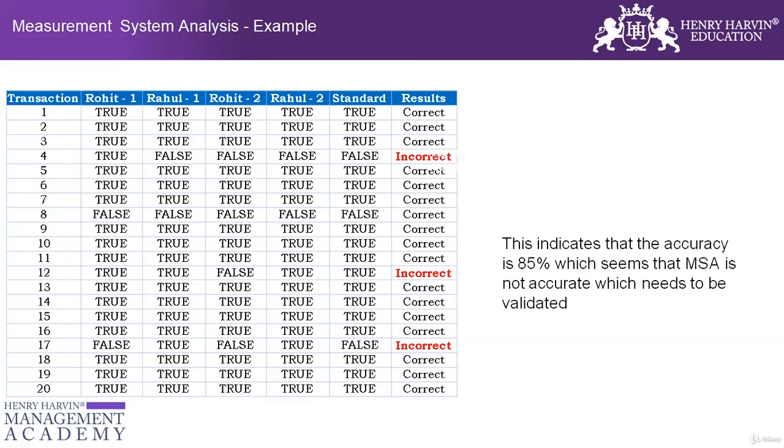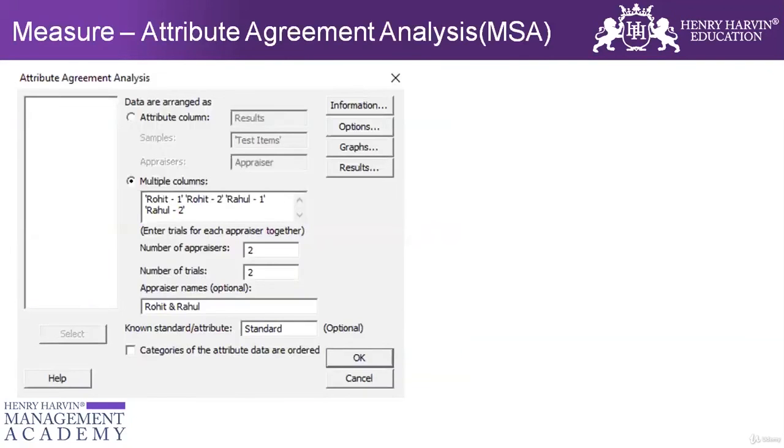So that is measurement system analysis for discrete data, which is called attribute agreement analysis. We have covered this, and this is how we have already done it. This is a snapshot of what we have done. So 90% is the acceptance criteria.